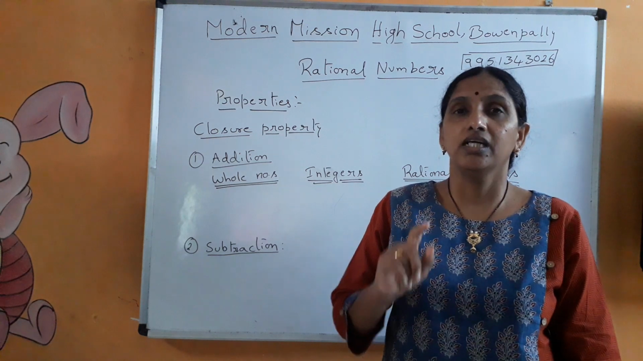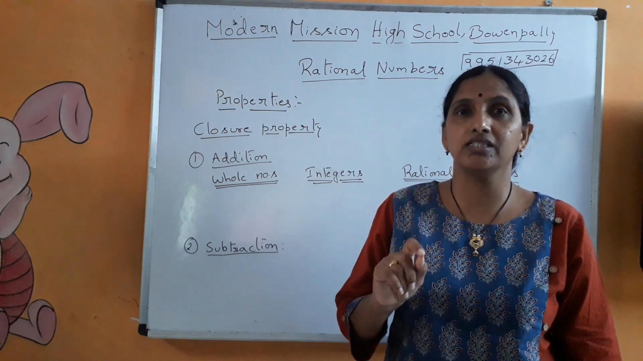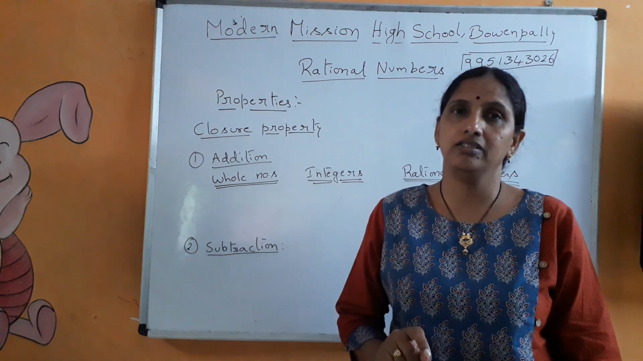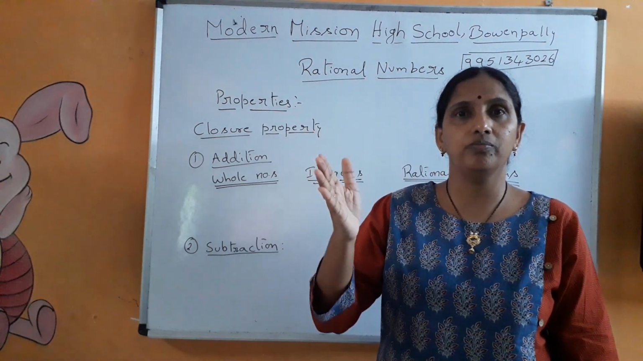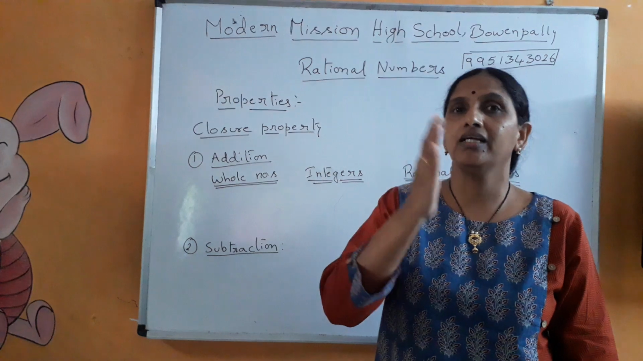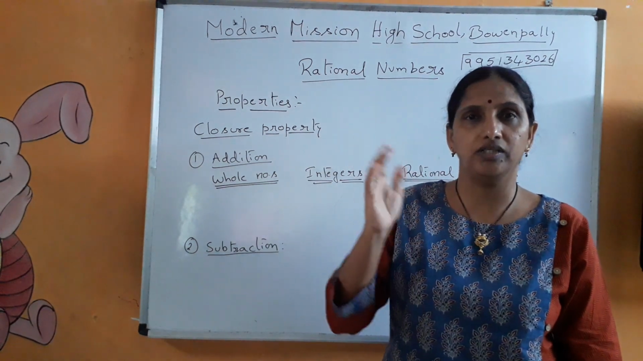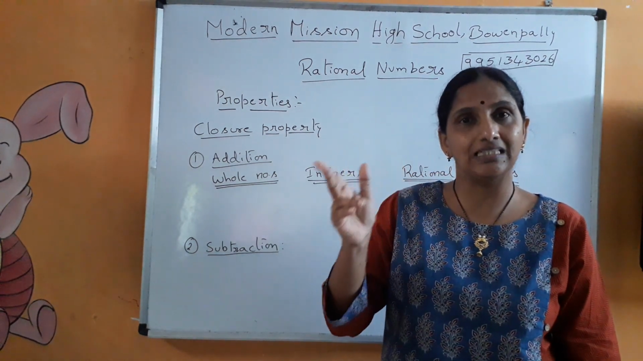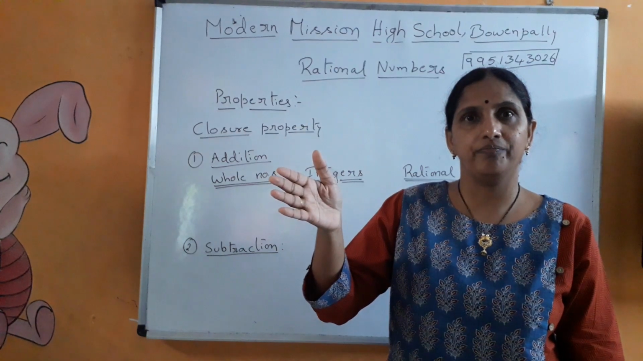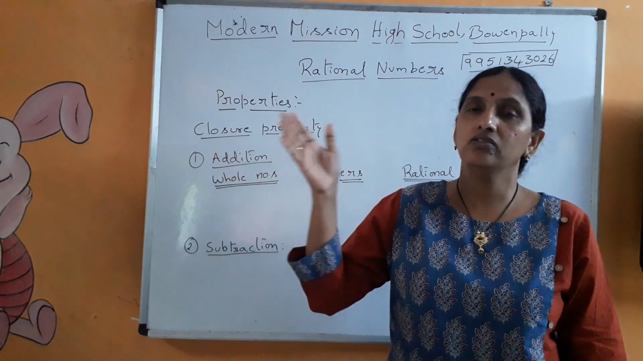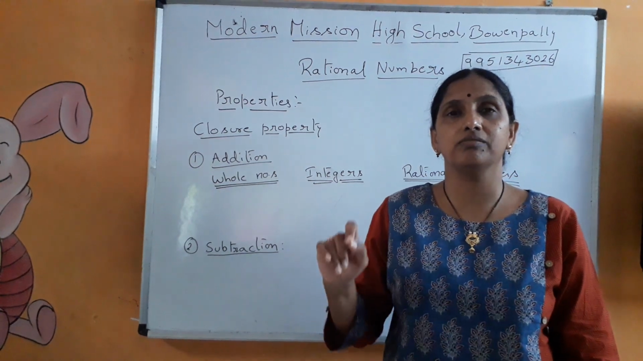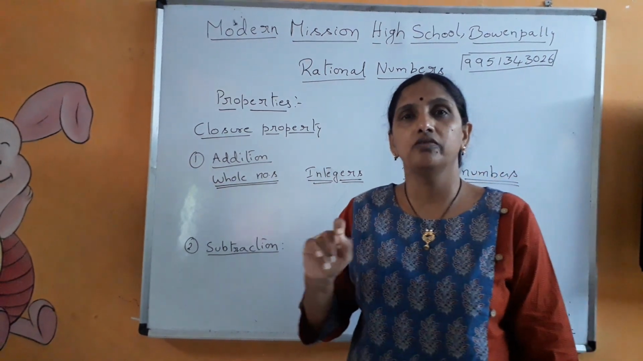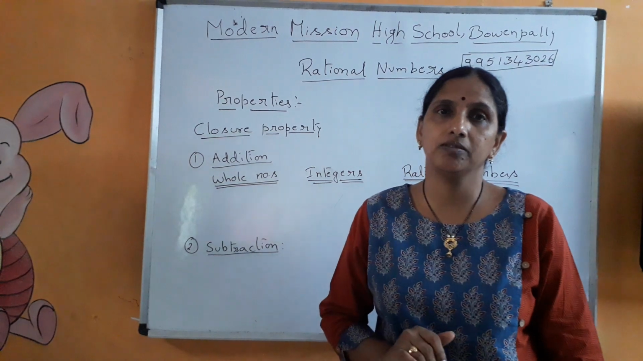In decimal form, first, if it is a terminating decimal. Terminating means that after the decimal point, the digits stop, like 0.125, 0.2367. It stops at 7. It is not continuing. Such decimal values are called terminating decimal values, and those form rational numbers.